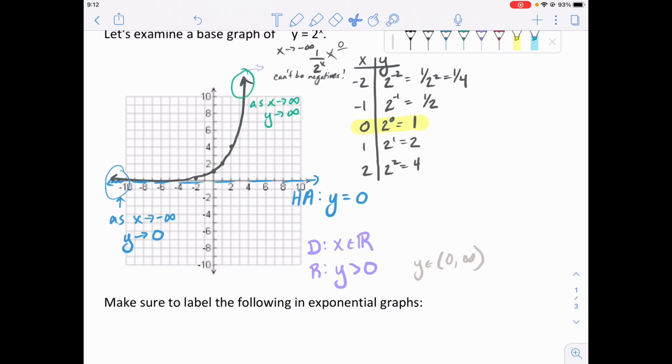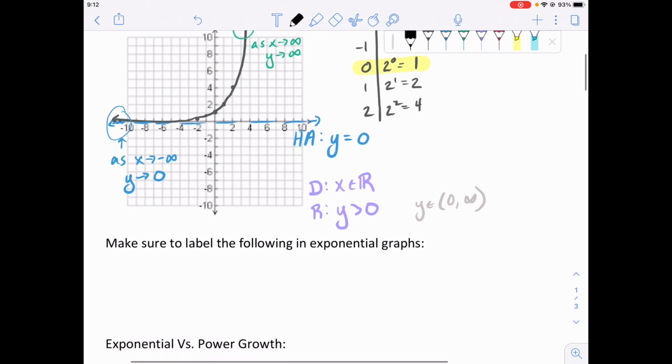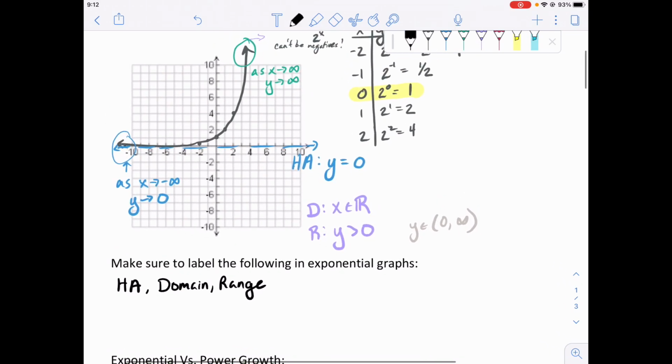Okay. When we're working with our exponentials, we're going to make sure to include most of this information when we graph. We're going to make sure we include where that horizontal asymptote is. We're going to include our domain. And we're going to include our range. We're going to make sure to discuss those 3 things every time we do this, because it's going to be related to some of the additional stuff we talk about this unit.